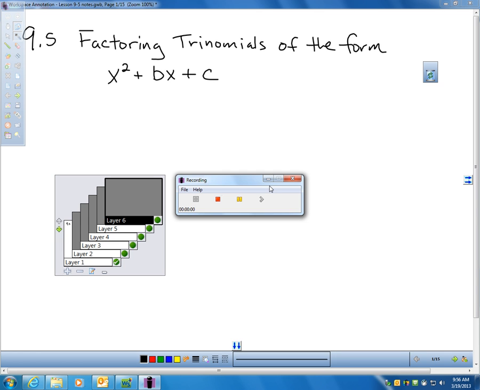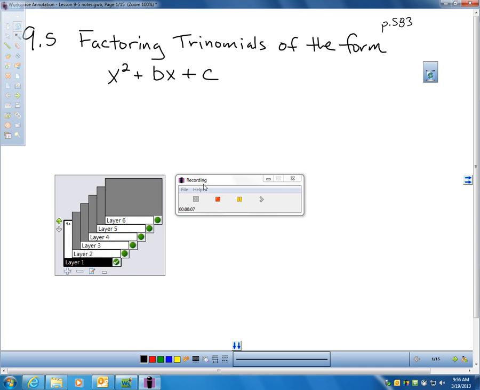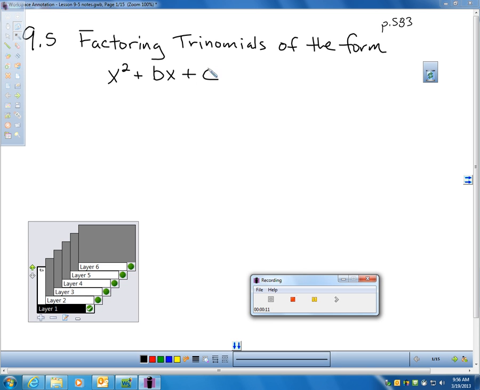Hi, in this section 9.5, we are on page 583. Write that up here. And we're working on factoring trinomials today of the form x squared plus bx plus c.